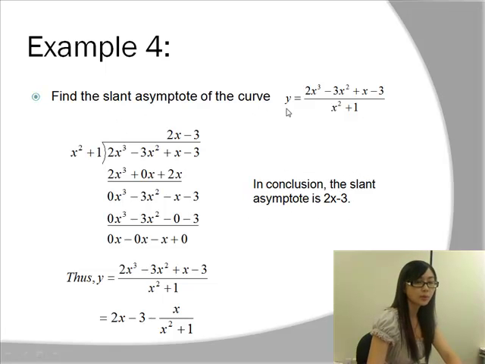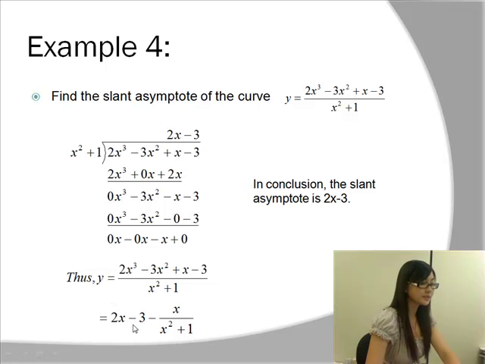Find the slant asymptote of the curve y equals 2x cubed minus 3x squared plus x minus 3, divided by x squared plus 1. Notice that the degree of the numerator is 1 more than the degree of the denominator. So we use long division, which we have already talked about in previous lectures. I will not go through all the steps again. It is listed here on the slide if you're interested in looking at it. The final answer we get is 2x minus 3 with a remainder of negative x.